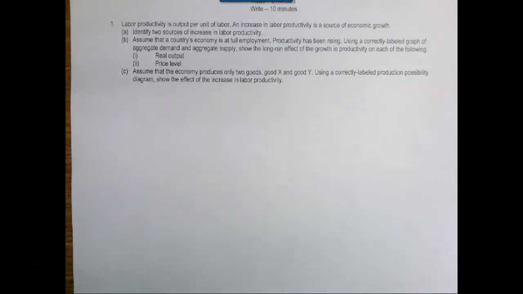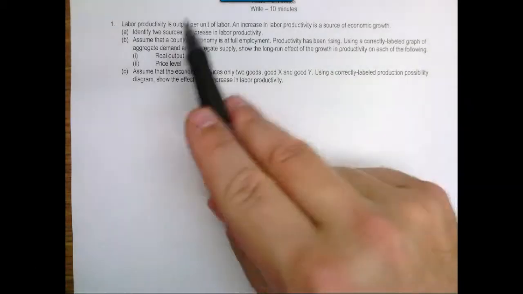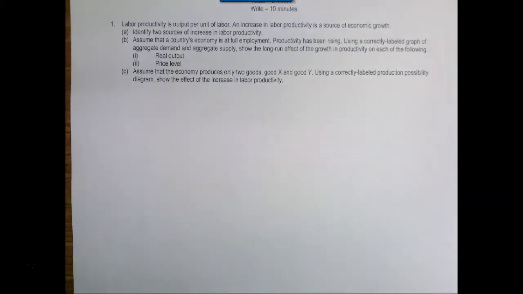In this problem, we're told that labor productivity is output per unit of labor, and an increase in labor productivity creates economic growth. So given that, we're asked to identify two sources of increase in labor productivity. We know that labor productivity will increase if there are better machines, if there are more machines, more capital. If the quality or quantity of resources also increase, then we're talking about the ability for workers to produce more than they did before with the same amount of resources. So that would be a list of different things that could increase labor productivity.